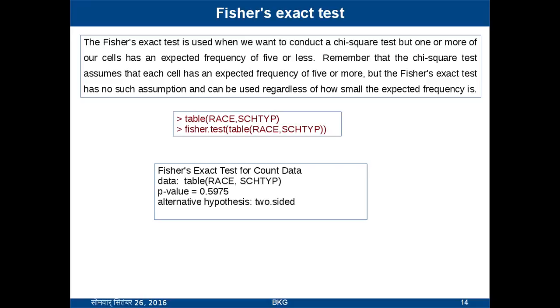Now the Fisher exact test is used when you want to conduct the chi-square test, but one or more of the cells of the contingency table has an expected frequency of 5 or less. Please note that the chi-square test assumes that each cell has an expected frequency of 5 or more, but the Fisher exact test has no such assumption and can be used regardless of how small the expected frequency is in a contingency table.